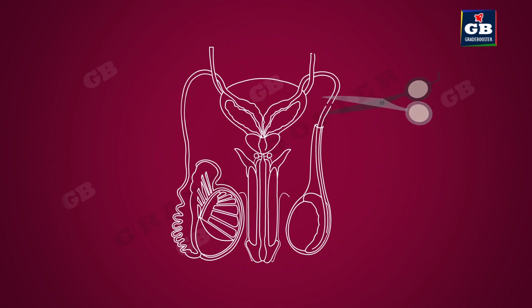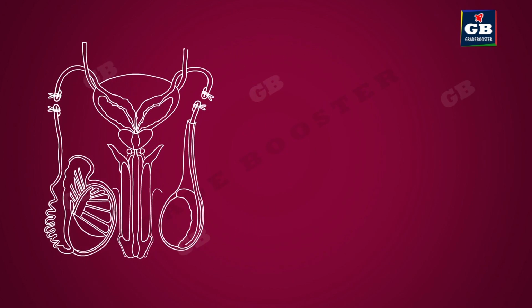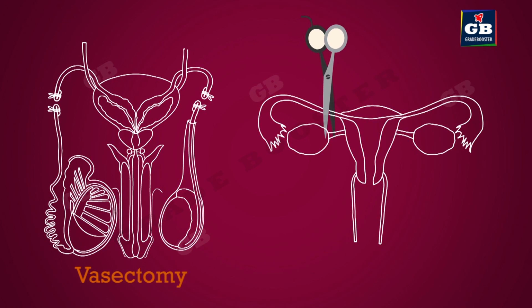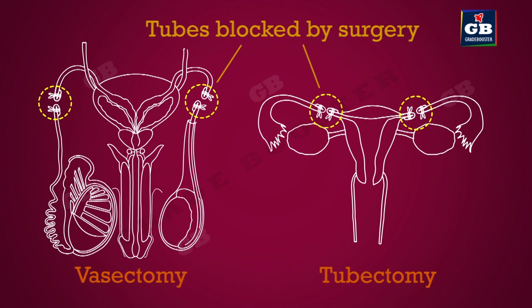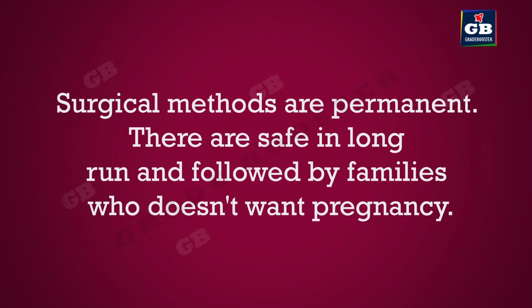Vasectomy. If the vas deferens in the male is blocked by a small surgery, sperm transfer will be prevented. This method is called vasectomy. Tubectomy. If the fallopian tube in the female is blocked by small surgery, the egg will not be able to reach the uterus. Surgical methods are permanent. They are safe in the long run and followed by families who don't want pregnancy.